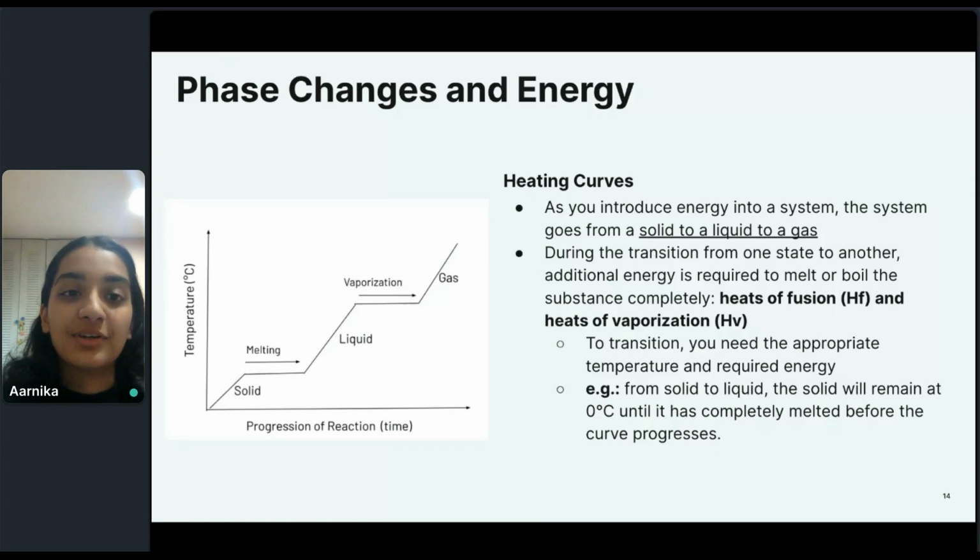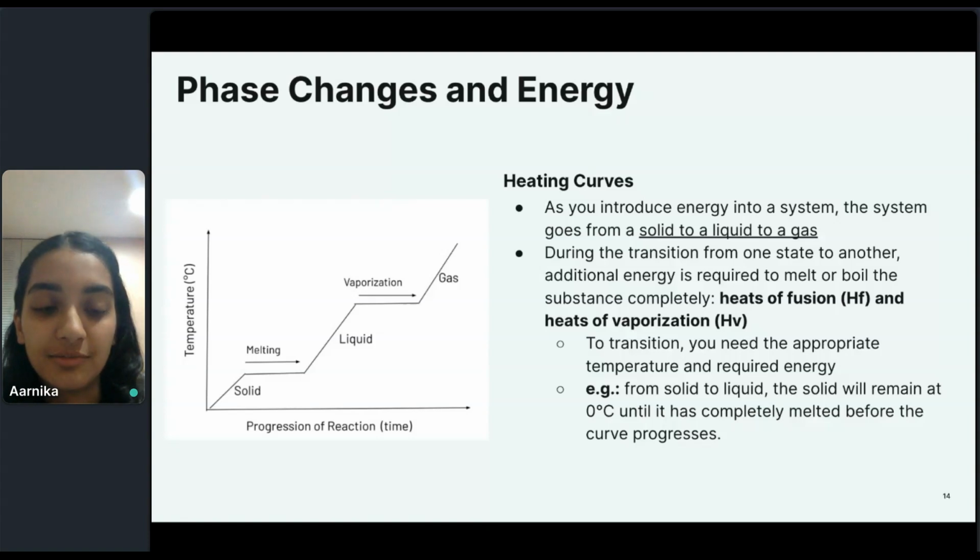Okay, so before that, I want to go over something called phase changes and energy. As you can see in the progression on the left, this is the progression from a solid into a gas. You can see the different changes between the states from solid to liquid to gas, and the plateaus between them are called the melting and the vaporization points. Melting is from solid to a liquid, and vaporization is from liquid into a gas. As you introduce heat into a system, it goes from a solid to a liquid to a gas, and you can see this in the graph right there.